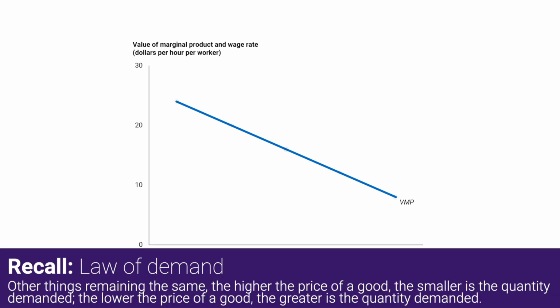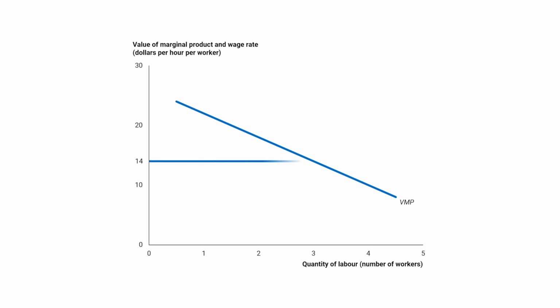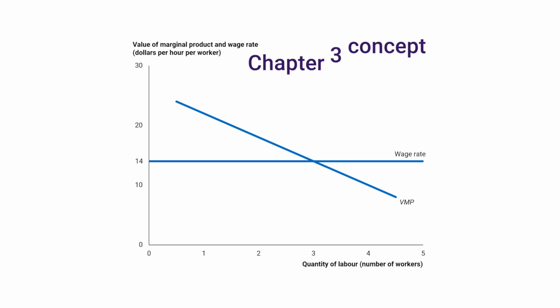The firm is a wage taker, so the graph of the wage rate is simply a horizontal line. And because the wage line is like a supply of labor curve in disguise, this is officially just a Chapter 3 concept. The point of intersection tells us that 3 workers are hired at a wage rate of $14 an hour. Let's return to the table.